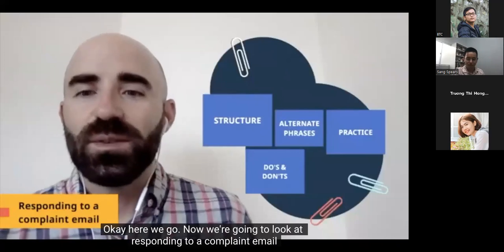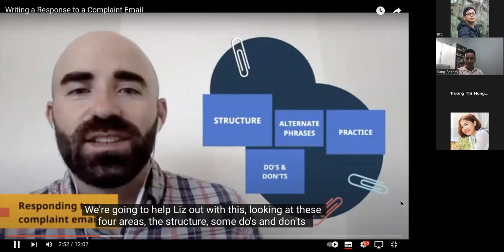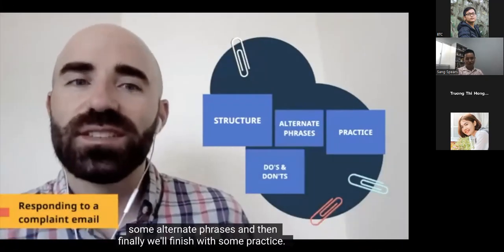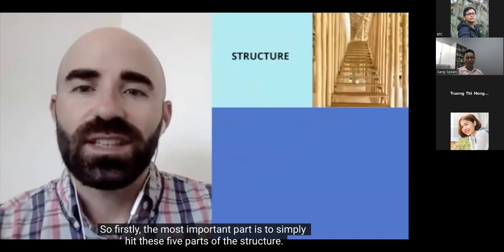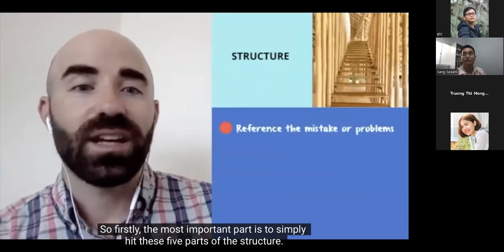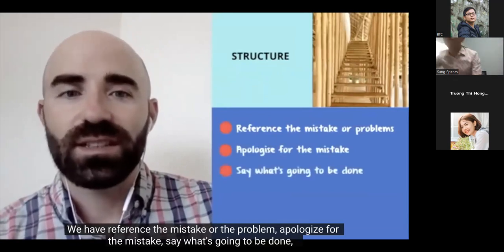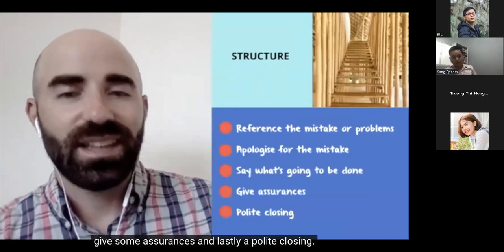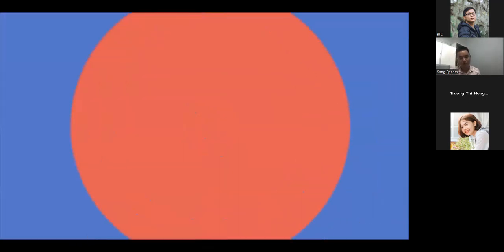Okay, here we go. Now we're going to look at responding to a complaint email. We're going to help Liz out with this, looking at these four areas: the structure, some do's and don'ts, some alternate phrases, and then finally, we'll finish with some practice. So firstly, the most important part is to simply hit these five parts of the structure. We have reference the mistake or the problem, apologize for the mistake, say what's going to be done, give some assurances, and lastly, a polite closing. So let's look at each of these in a little more detail.